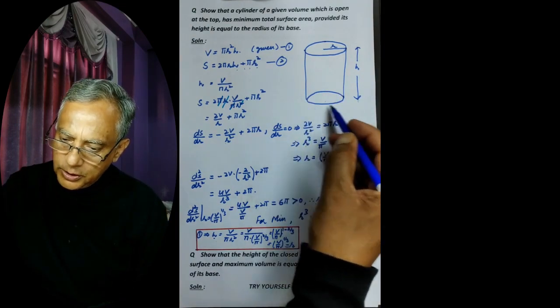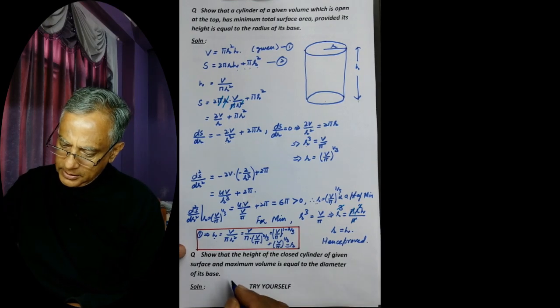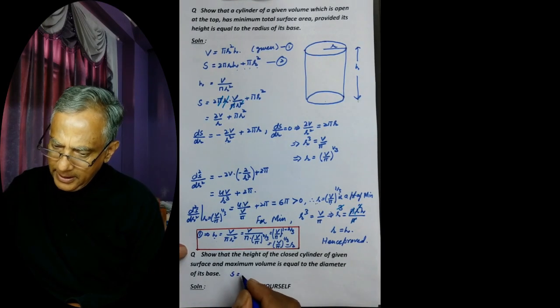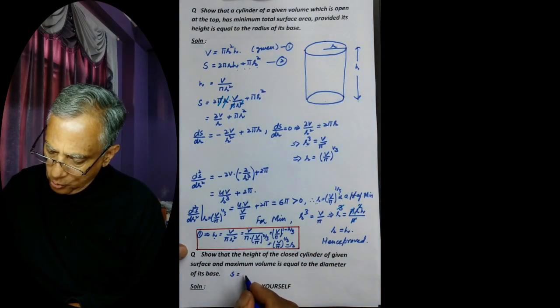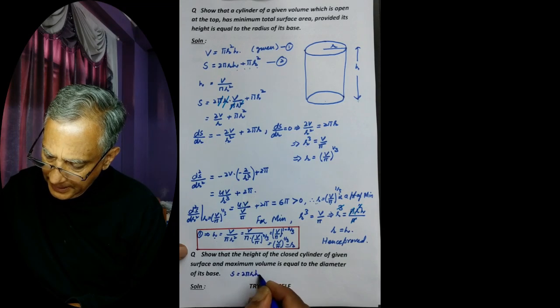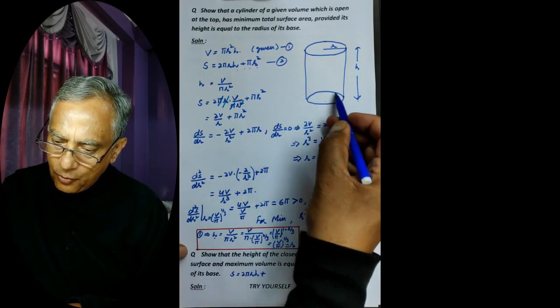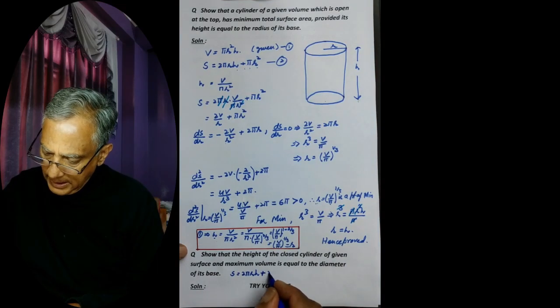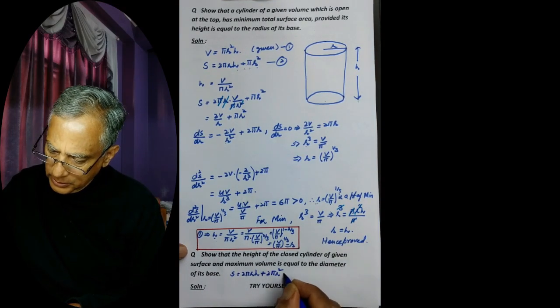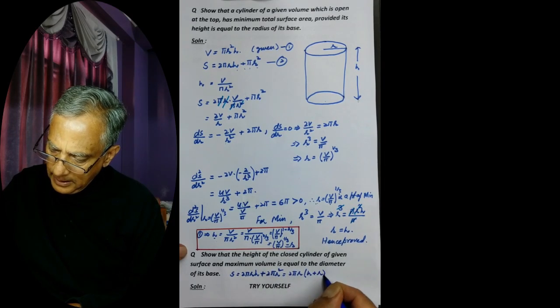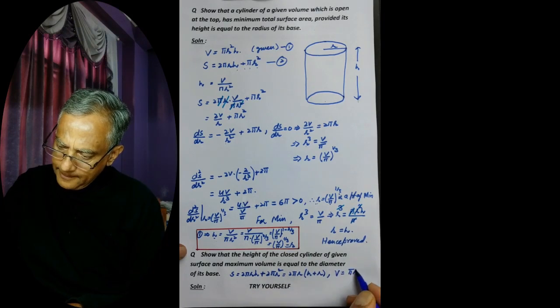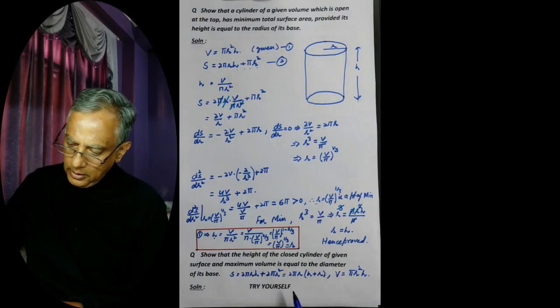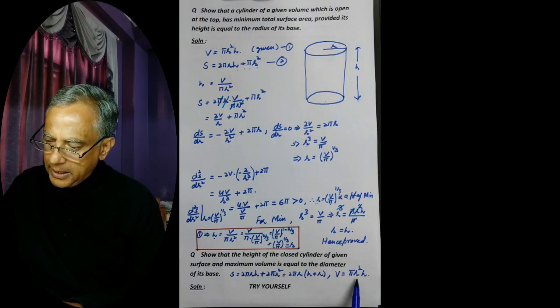Now the cylinder is closed. Its surface area will be: the curved portion is 2 pi r h, plus the two circles, 2 pi r square. So this is 2 pi r into h plus r, and the volume is v equal to pi r square h.